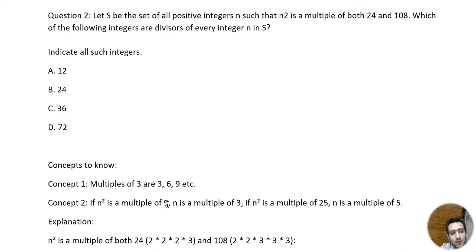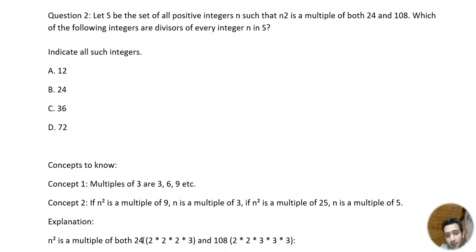If n squared is a multiple of 9, n is a multiple of 3. If n squared is a multiple of 25, n is a multiple of 5. As I said, the minimum multiple: for example, 3 is n, and the minimum multiple of 3 is 3, then it's 6, 9. If n squared is 9, the minimum multiple of 9 is 9, and then it's 18, 27, and so on. And we know that n squared is a multiple of both 24 and 108.